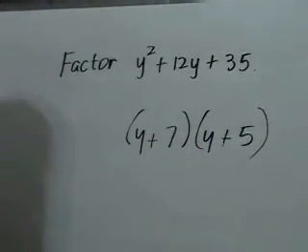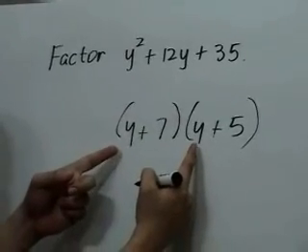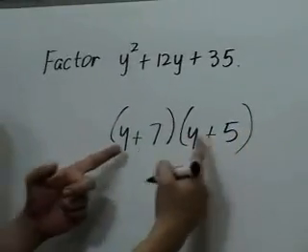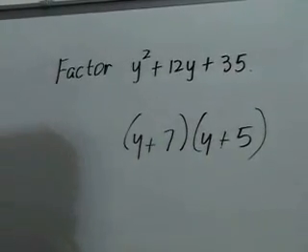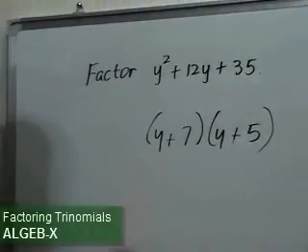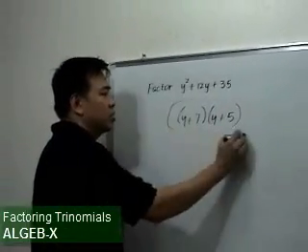So to check, we mentally multiply. We have y times y, which is y squared. 5y and 7y is 12y, and positive 7 times positive 5 is 35. So these are the factors of y squared plus 12y plus 35.